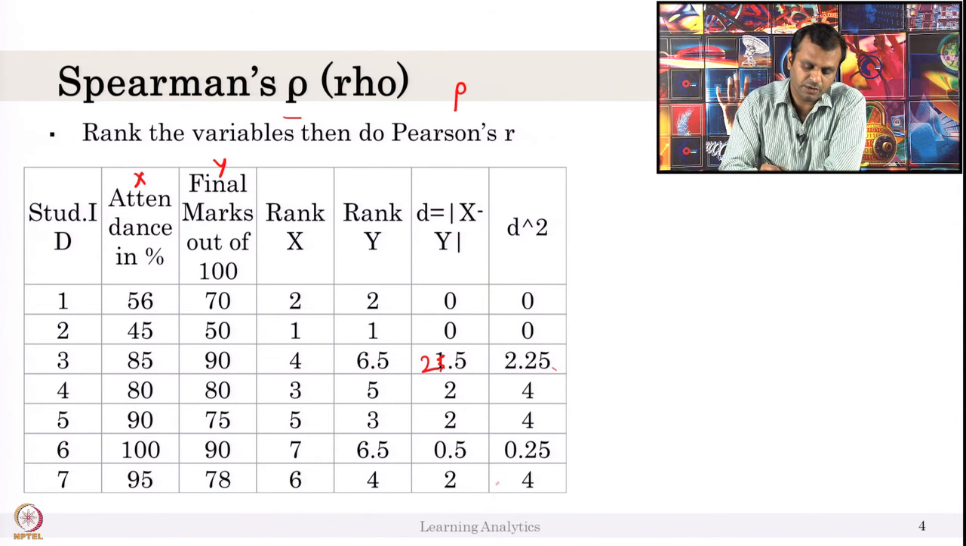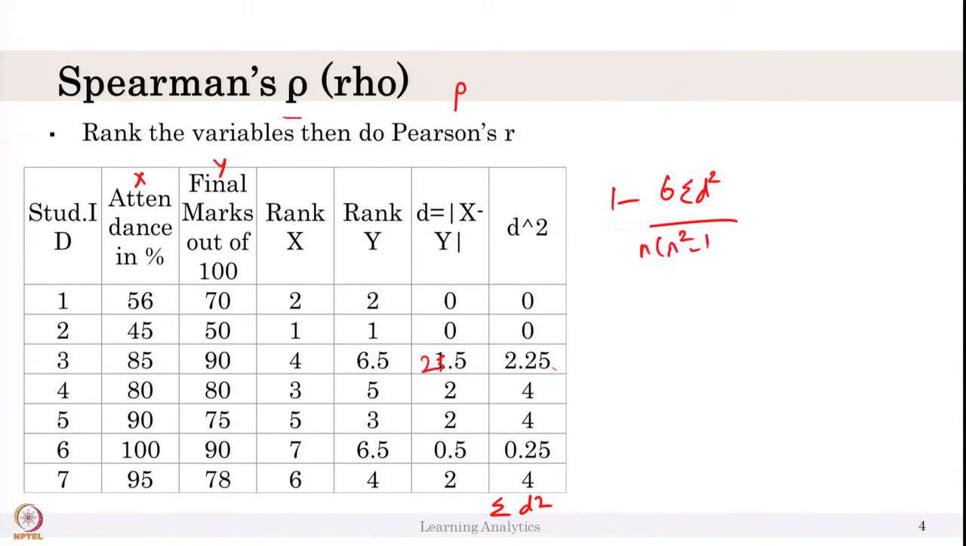You can use the summation of these d square values, and there is a formula to compute Spearman's rho. It is 1 minus 6 times the summation of d squared, divided by n times n squared minus 1. n is the number of samples, which is 7 here. We can use this formula to compute Spearman's rho. This formula is a simplified formula for doing Pearson's r on ranks. So this is how you compute Spearman's rho.